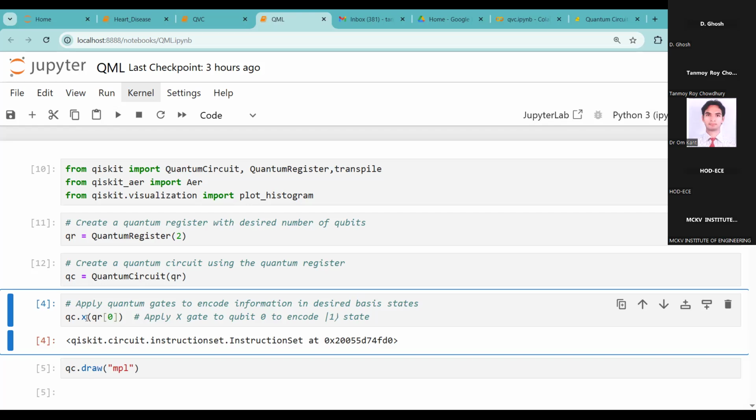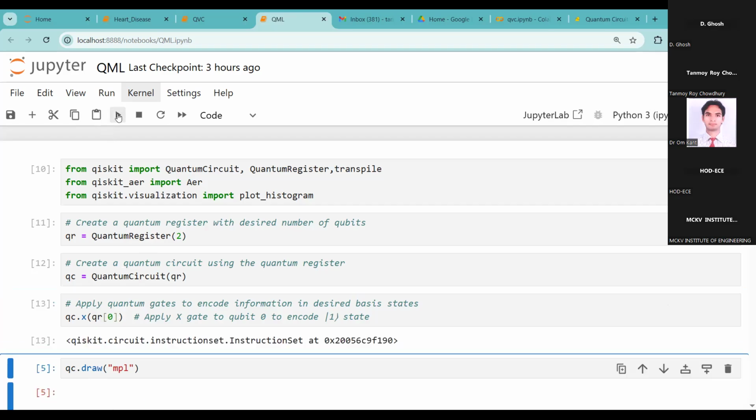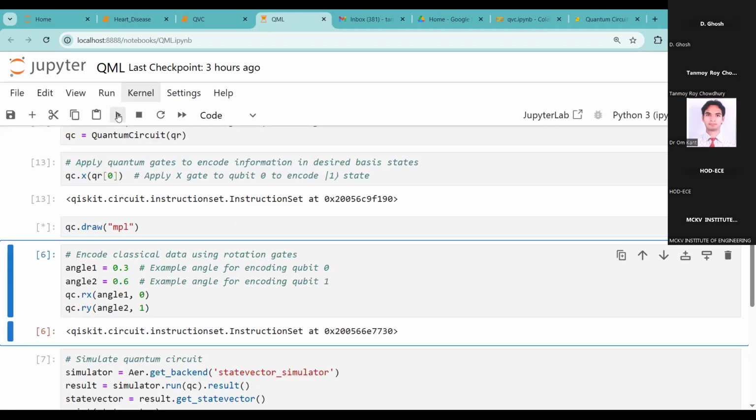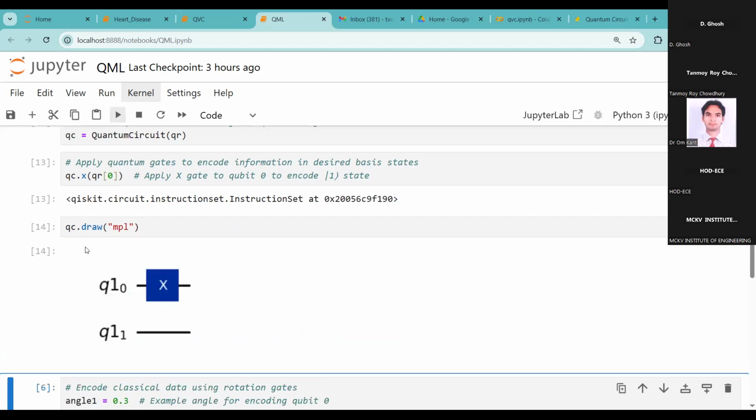X is the NOT gate. And which bit do you apply on? This is the quantum register. You apply it on the 0 bit. And I want to run this. And if I want to draw this, you can see this. Very simple. You can see this is bit 1, and you apply a NOT gate, and this is what you have.